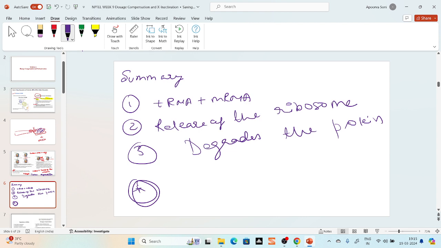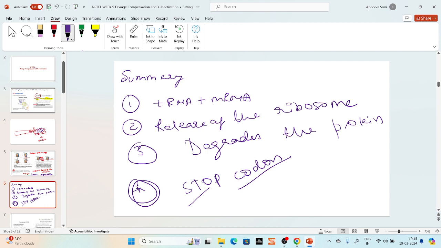And important is that the ribosome is released only when there is a missing stop codon. Only when the stop codon is not there, then only this release has to be supplied by this tmRNA.